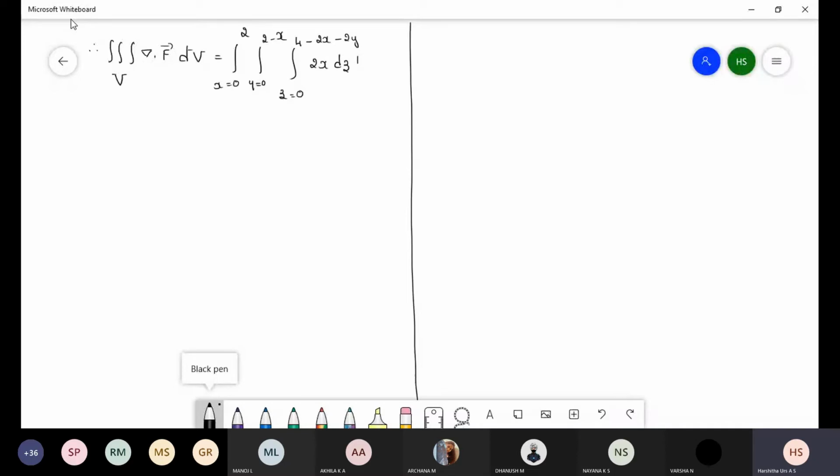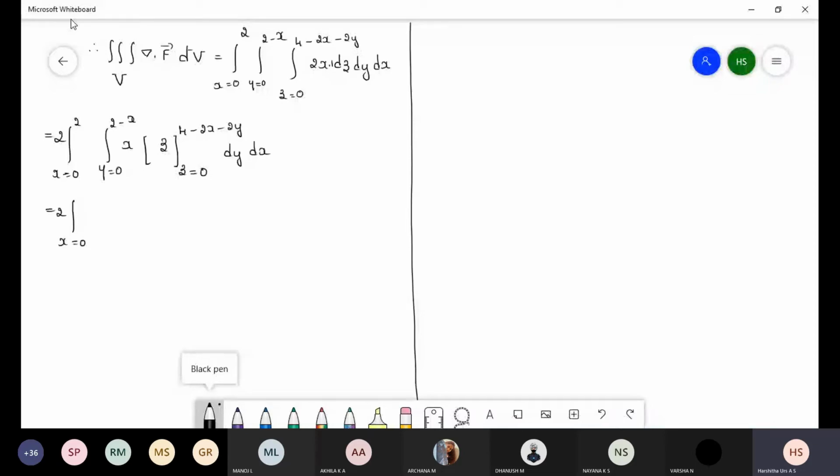Now I will write the first term, x is equal to 2, then y is equal to 0 to 2 minus x, I will write as it is. Again this 2 I will write outside, x I will write as it is, because first with respect to z we are doing. So 1 with respect to z is z, limit varies from z is equal to 0 to 4 minus 2x minus 2y. So here I write dy into dx.